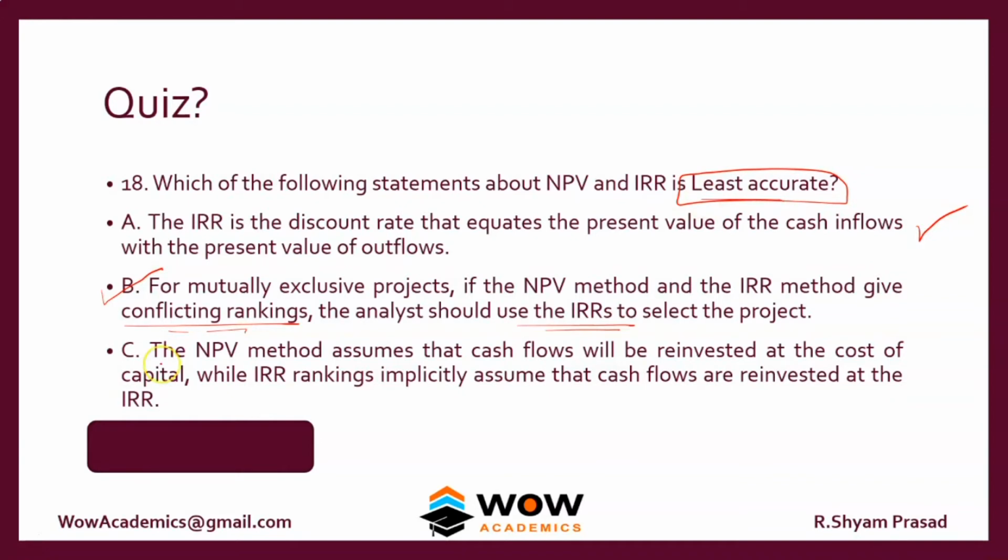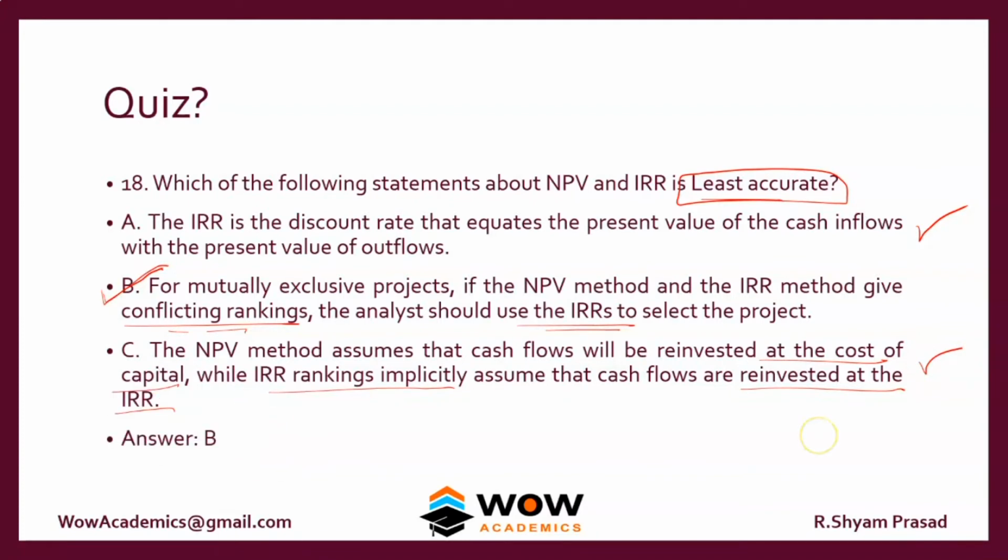C. The NPV method assumes that cash flows will be reinvested at the cost of capital, while the IRR method implicitly assumes that cash flows are reinvested at the IRR. This is a correct one. So this is the false option. So we'll select that one. Answer is B.